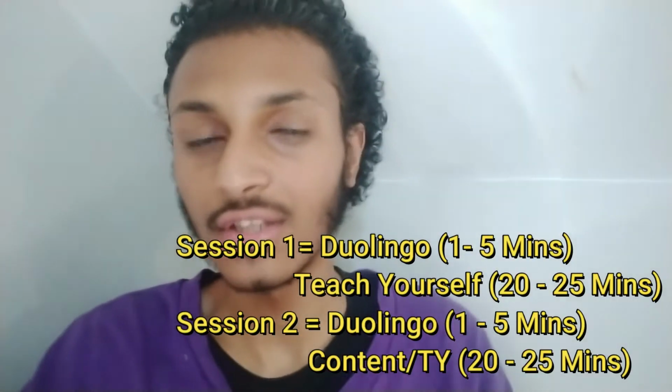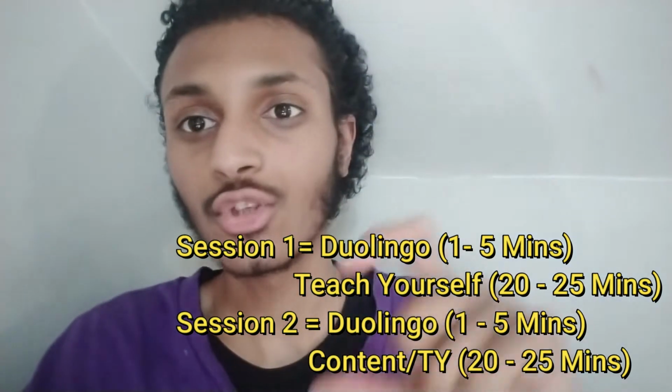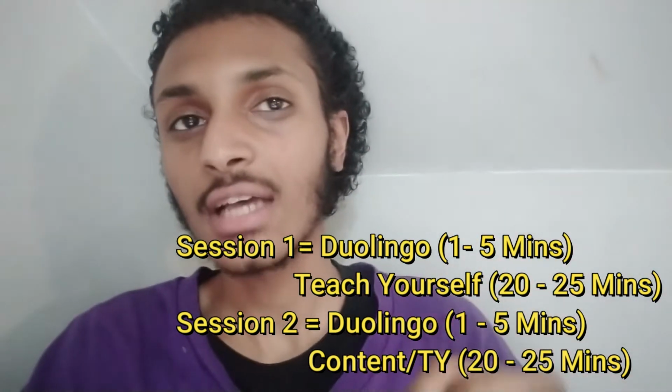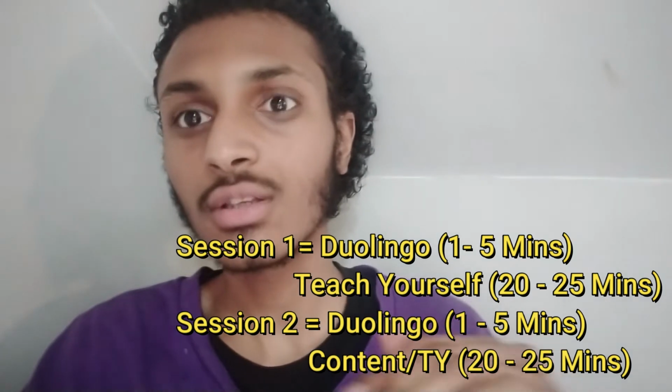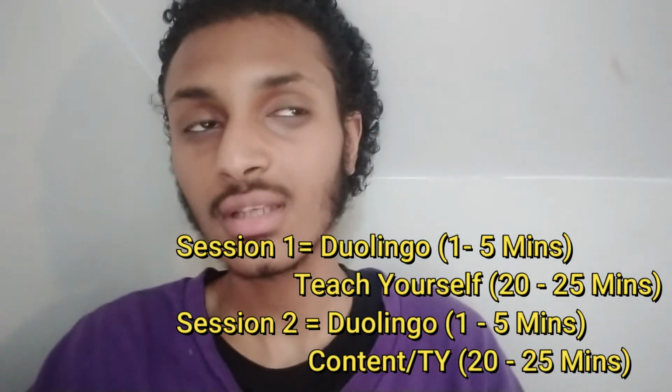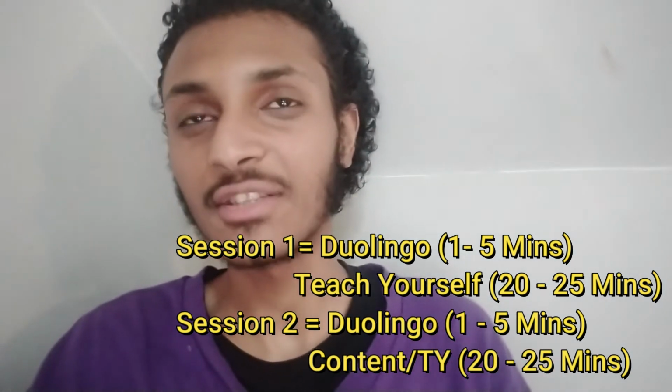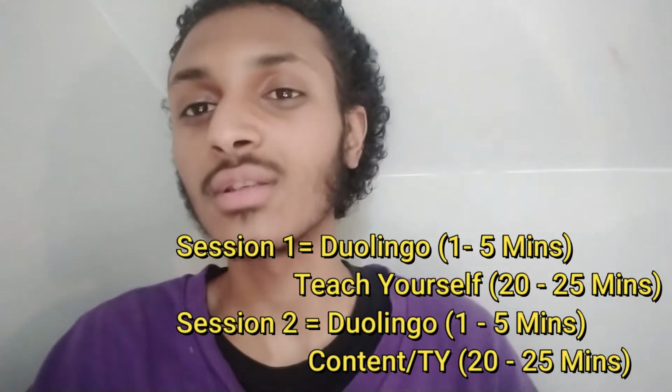Yeah, I think that's it. I forgot to add my schedule, how I actually split the time. So basically 4 days ago I stopped Teach Yourself because I finished it. When I was doing Teach Yourself, it was 2 half-an-hour sessions of active study, and the first 1 to 3 minutes was Duolingo, 1 to 5 minutes Duolingo, and then the rest, 20 to 25 minutes, was the Teach Yourself.